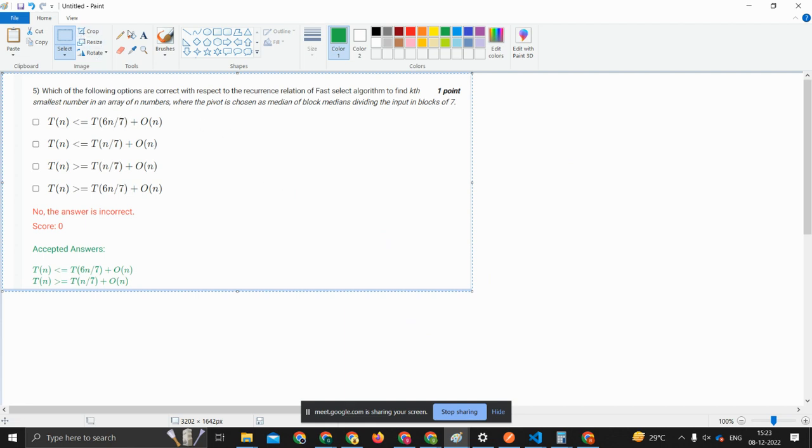So what is this question about? Which of the following options are correct with respect to the recurrence relation of fast select, to find the kth smallest number? The median of the block medians, dividing the input into 7 blocks, using median of medians.